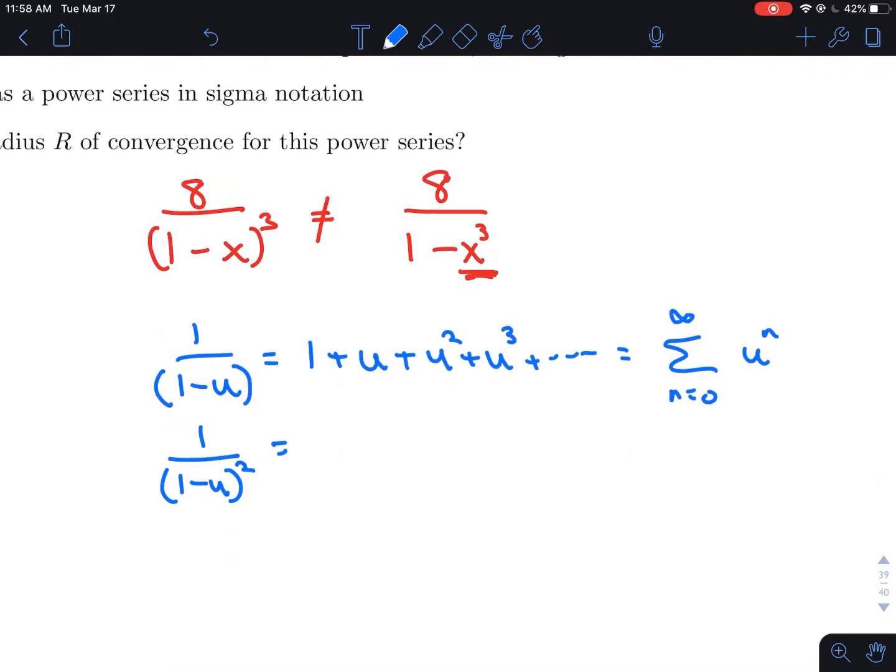The derivative in the middle: when I take the derivative of 1, I get 0. When I take the derivative of u, I get 1. When I take the derivative of u squared, I get 2u, then 3u squared. That's probably enough there.